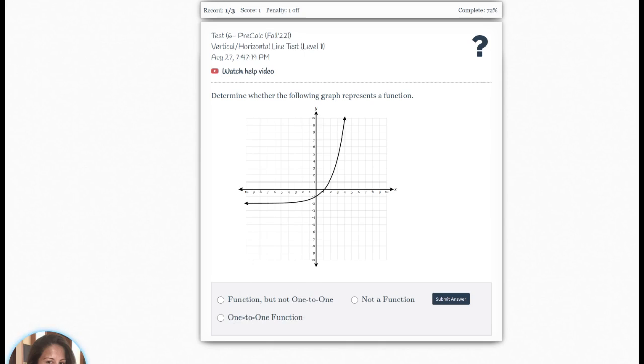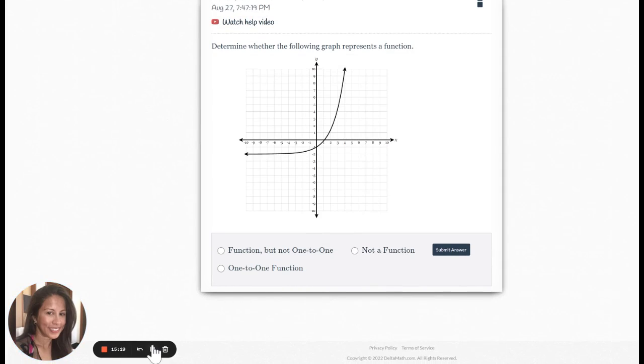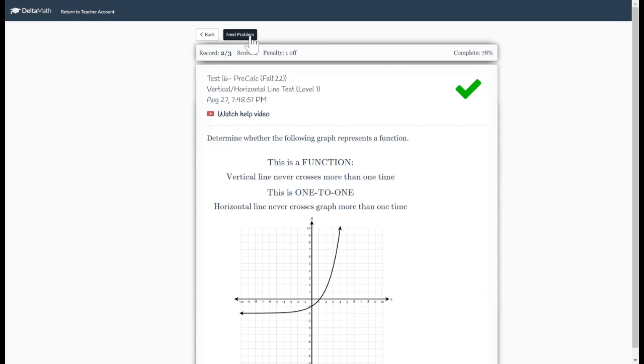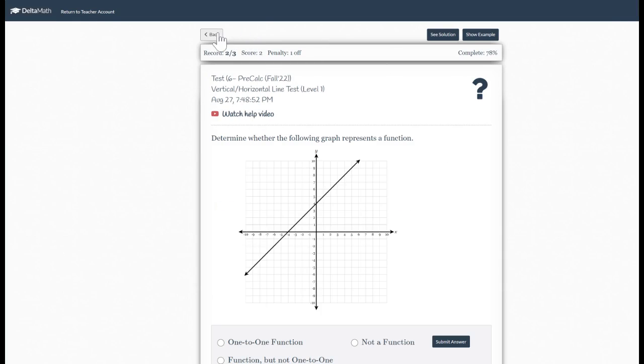So what you're going to do is exactly what you've always done with the vertical line test. With the horizontal line test, you draw from left to right. Notice that drawing from left to right, you touch every single time just once. So if it passes the horizontal line test, it is one-to-one. And that's how you do those.